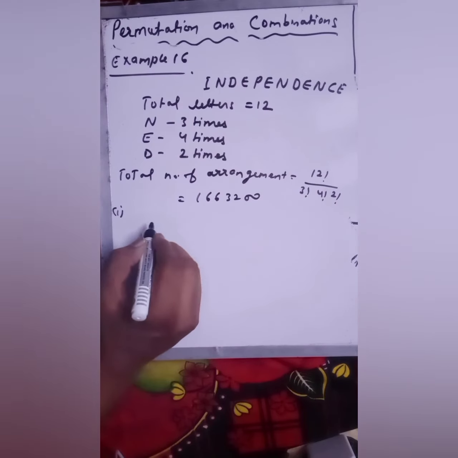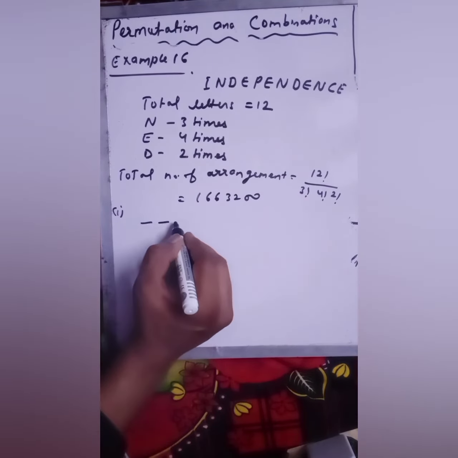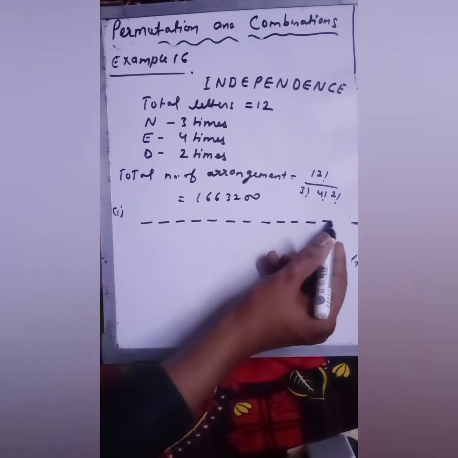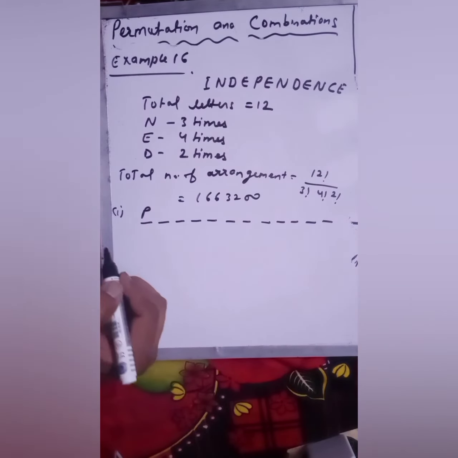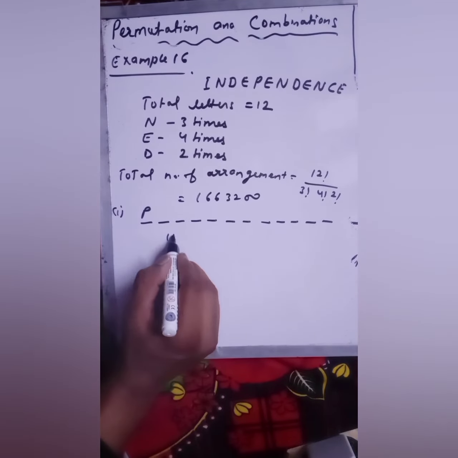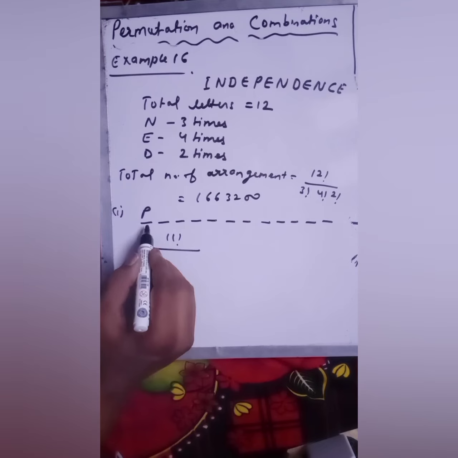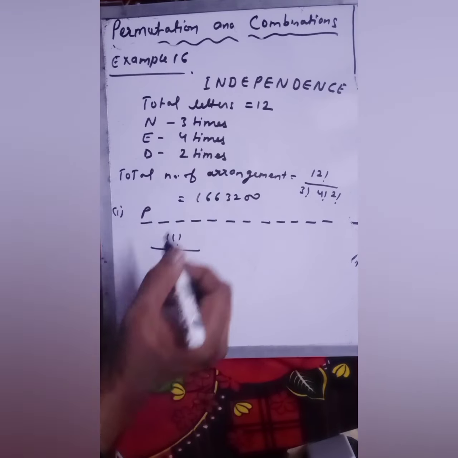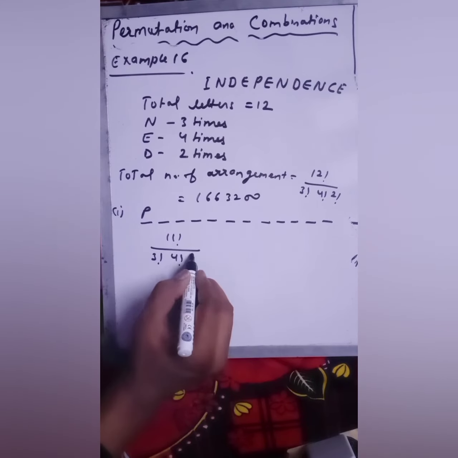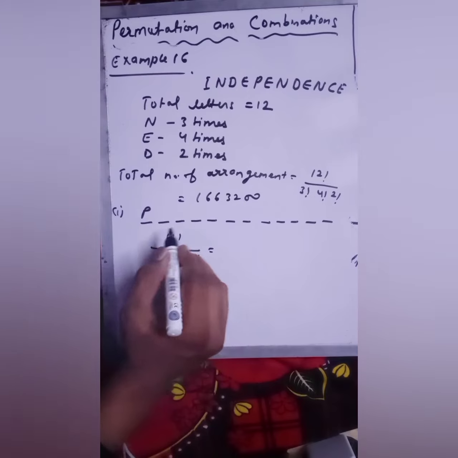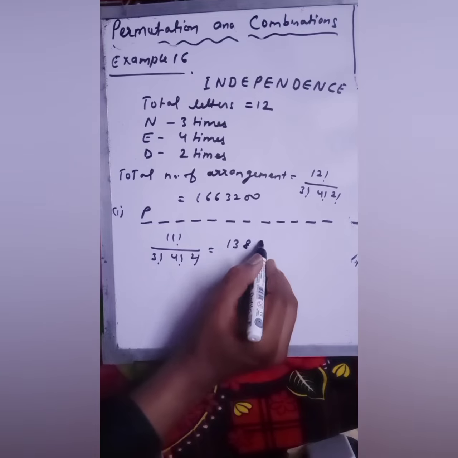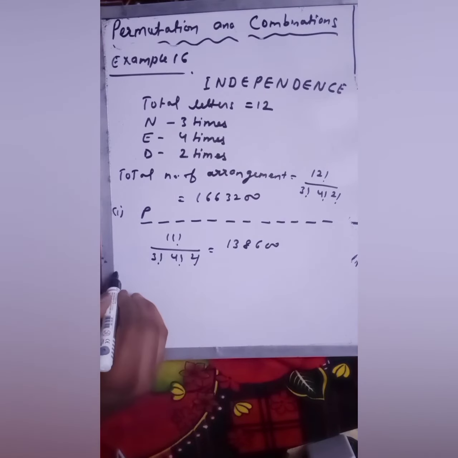Now come to the first point: do the words start with P? Here we have a 12-letter word. So this place is occupied by P, and now you have 11 choices. So the arrangement would be 11 factorial over, with P placed at this place, your N is again 3 times, so write 3 factorial. Your E will remain 3 times, 3 factorial, and 2 factorial. So this would be the answer. When you solve it, you will get 138,600. So you can solve it.